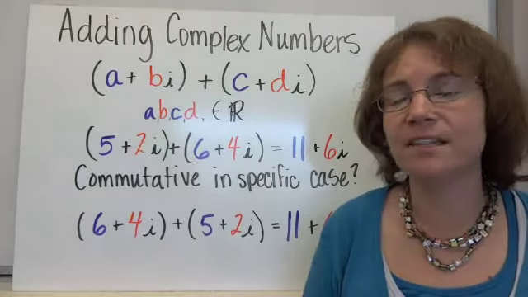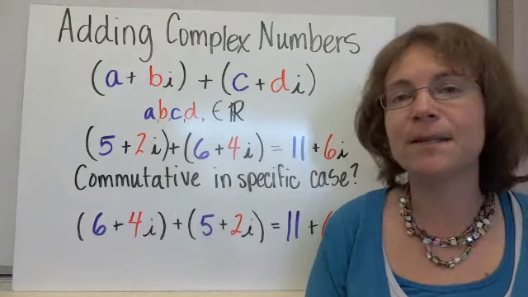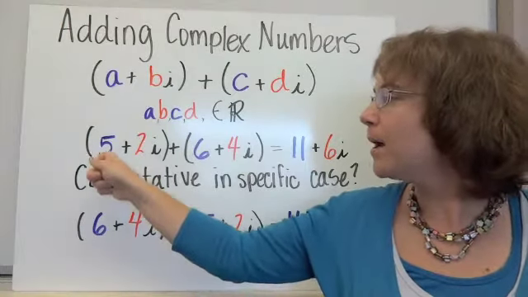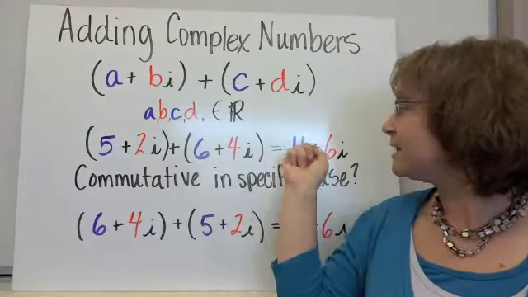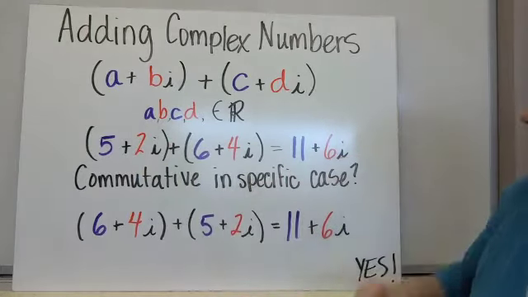So let's look at a specific example. 5 + 2i plus 6 + 4i. So we're going to take the real parts, 5 plus 6, and that gives us an 11, and then 2i plus 4i, which gives us 6i.